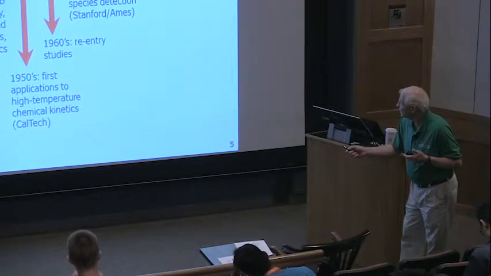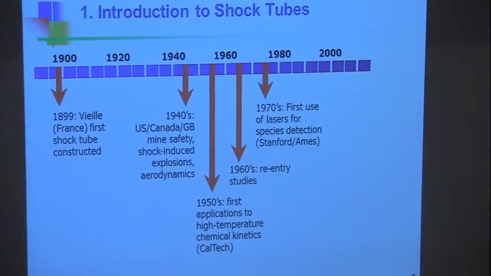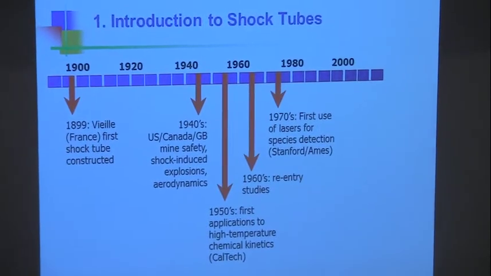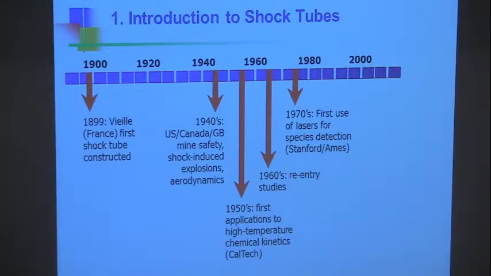Along about the late 50s and 60s, people became very interested in planetary reentry because the vehicles re-entering the atmosphere come in at high Mach number, enthalpies are high, the post-shock temperatures are high, and you have the problems of how do you thermally protect these structures. So a lot of interest in reentry.